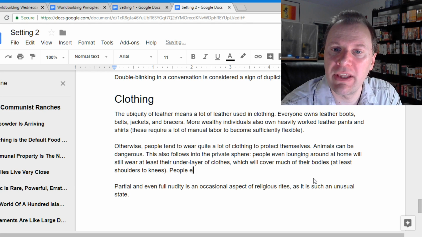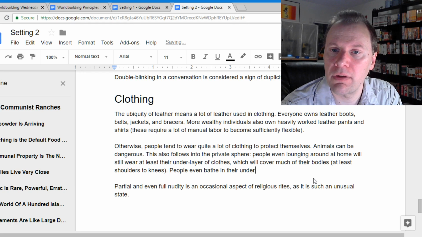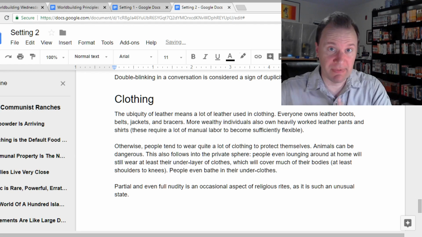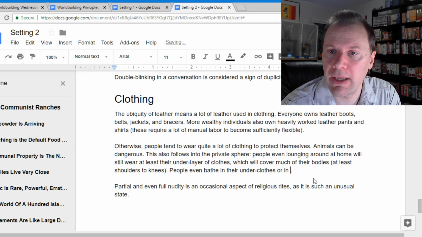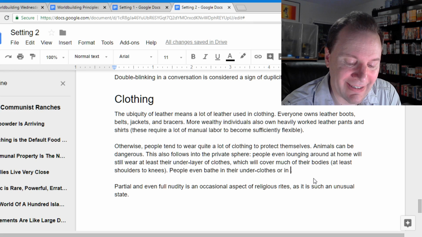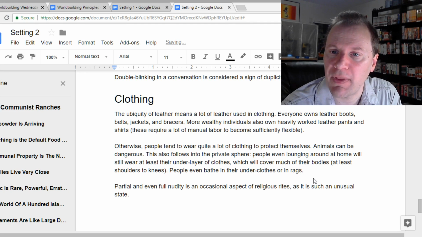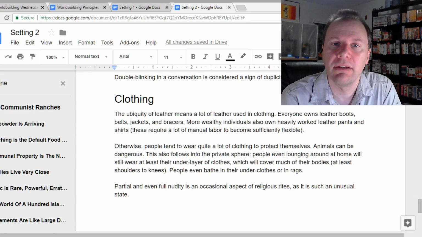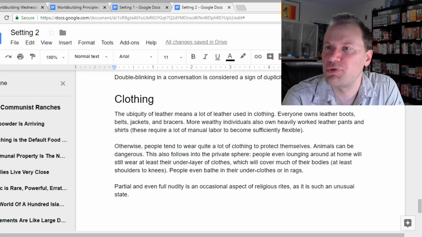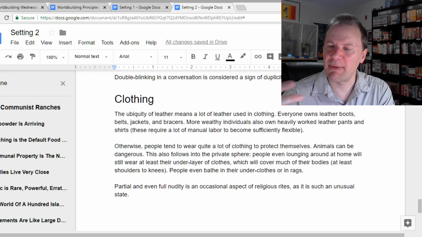We'll say people even bathe in their underclothes, which might even be a further layer. We would say clothes, or rags, something along those lines. So you're not necessarily going to wear your good clothes to bathe in, but just some sort of general cast-off stuff. You're not going to just strip down. I like that. That makes things a little different.